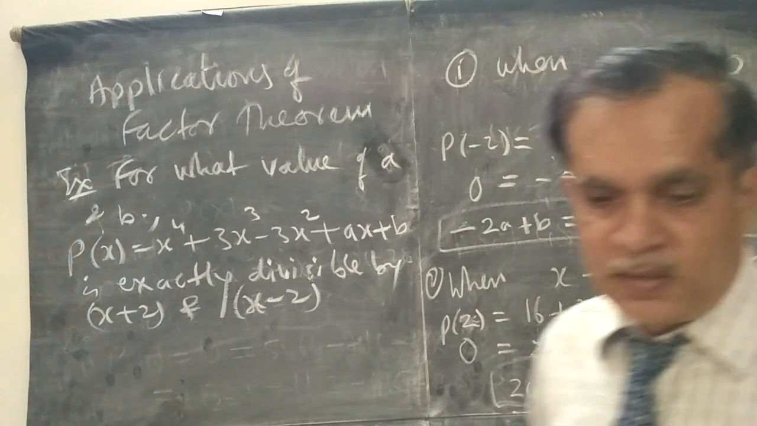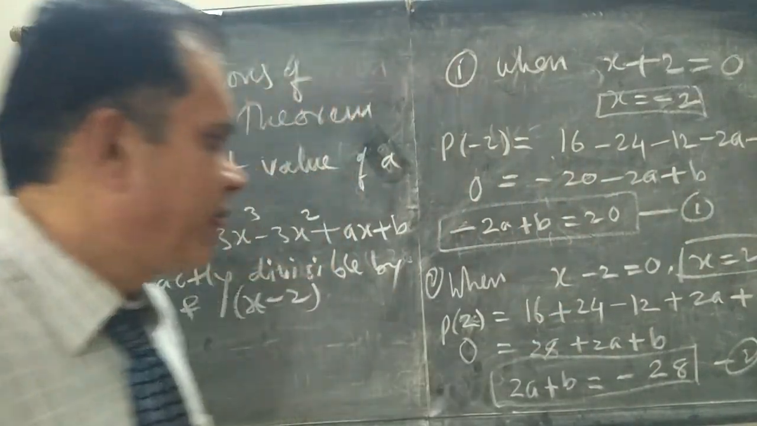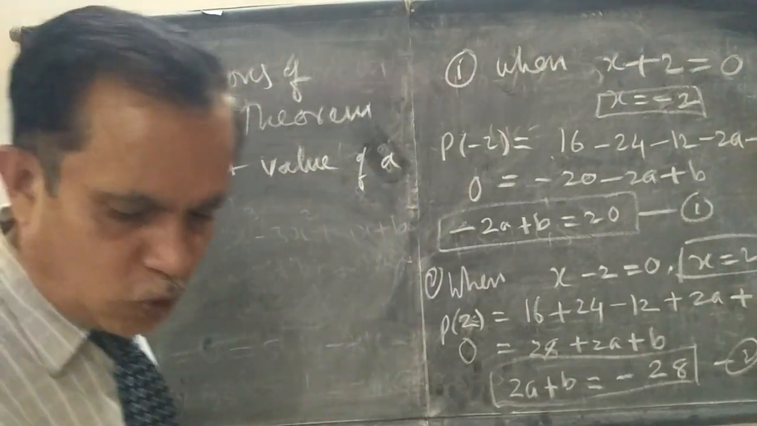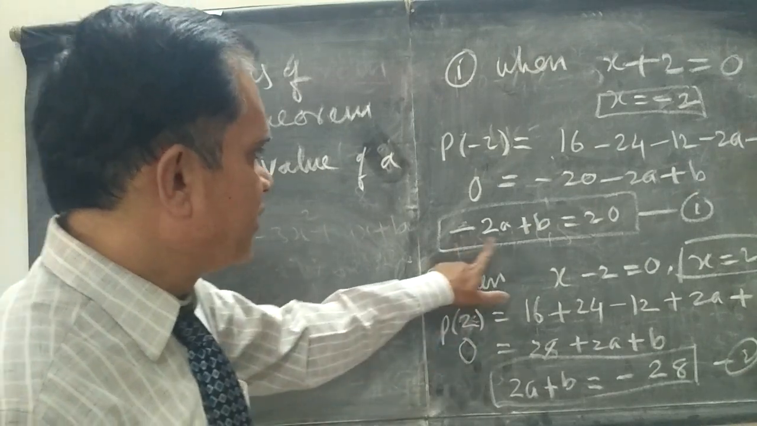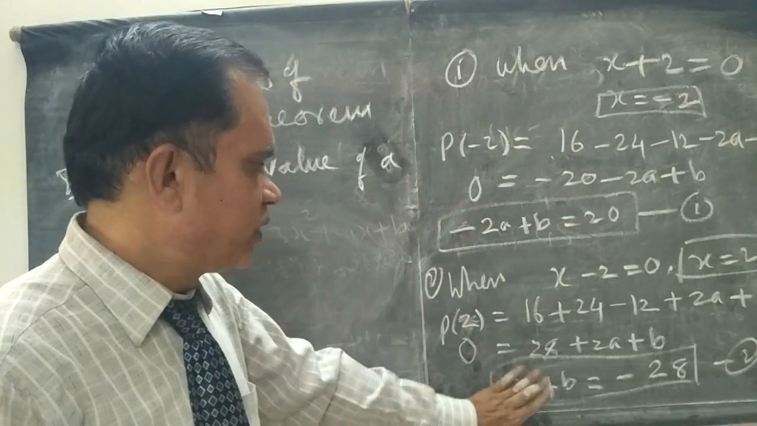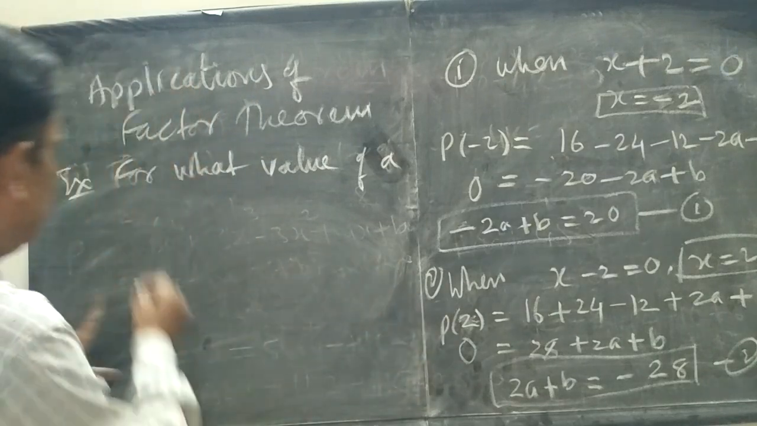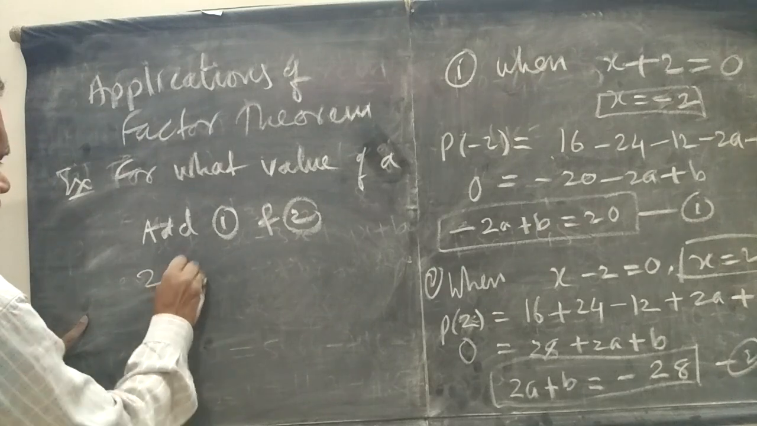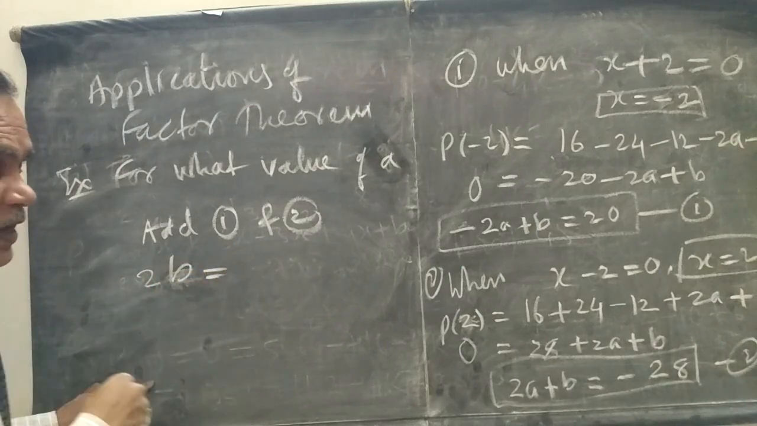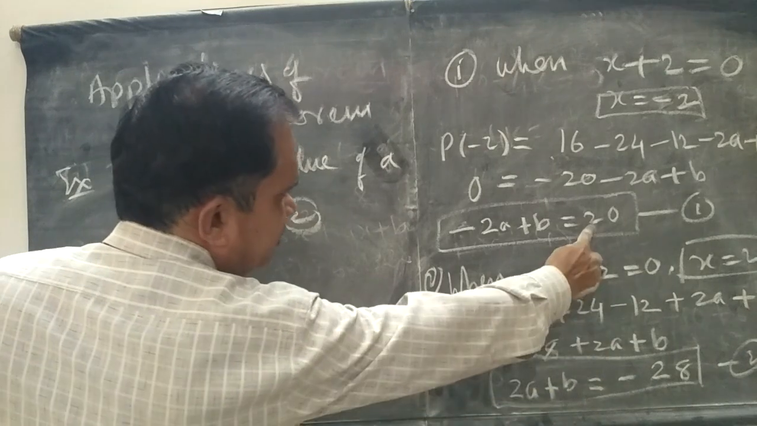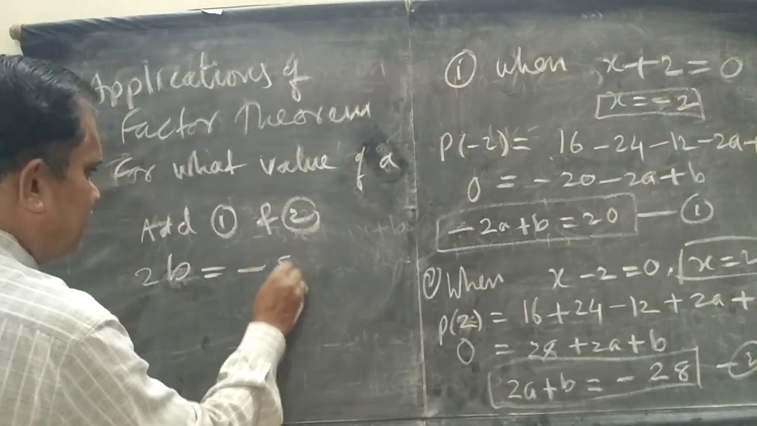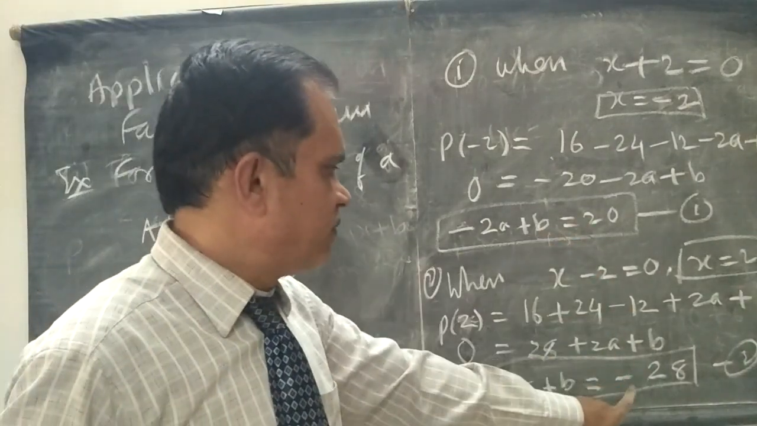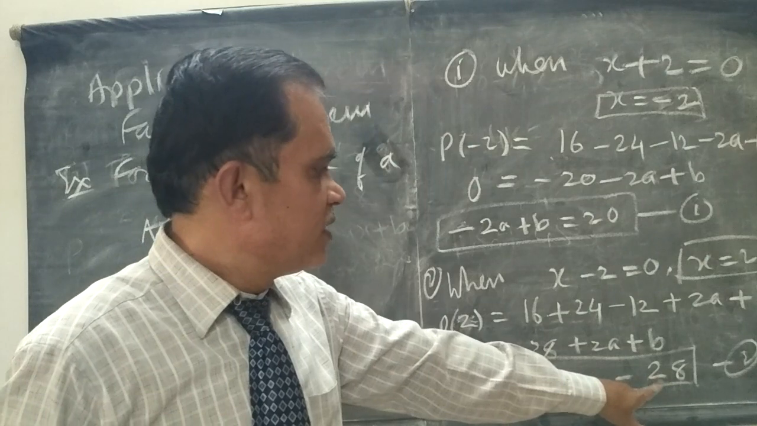Students, fine? Now these two you can solve. Good students understand how to solve by adding or subtraction. See, here minus 2a and plus 2a: if I add equations 1 and 2, they will cancel. I get 2b, because b plus b is 2b. On the other side, 20 minus 28 is minus 8. So b equals minus 4.